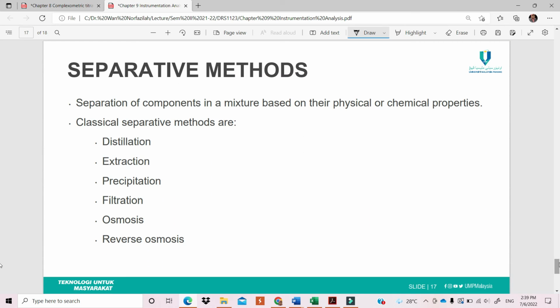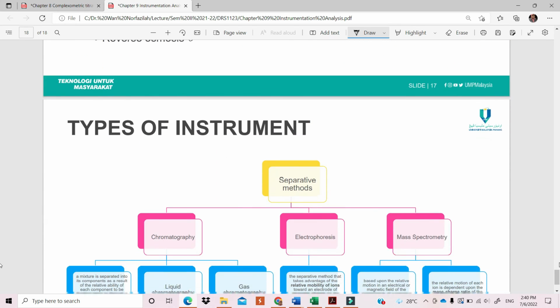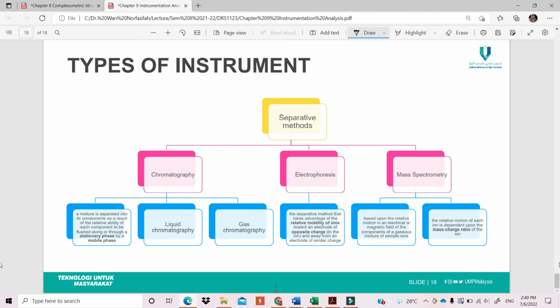Okay, for separative methods, as I said, the instrument is able to separate the components in a mixture based on the physical or chemical properties. Okay, we have classical separation methods, for example, distillation, extraction, precipitation, filtration, osmosis, and reverse osmosis. This one is a classical separative method. And then we have advanced separative methods. Okay, so we can classify three types of instrument for separative methods.